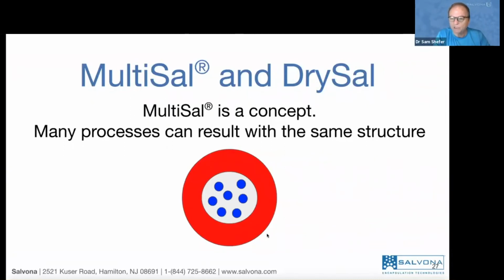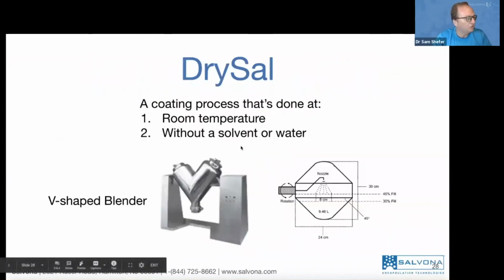Some ingredients cannot tolerate the heat. So whenever you need to encapsulate and you want a powder at the end, you need to think: can it survive the water? Can it survive the heat? If it cannot survive, we can still make it, but not in the traditional process. We have to use dry sal, okay? So what is dry sal?